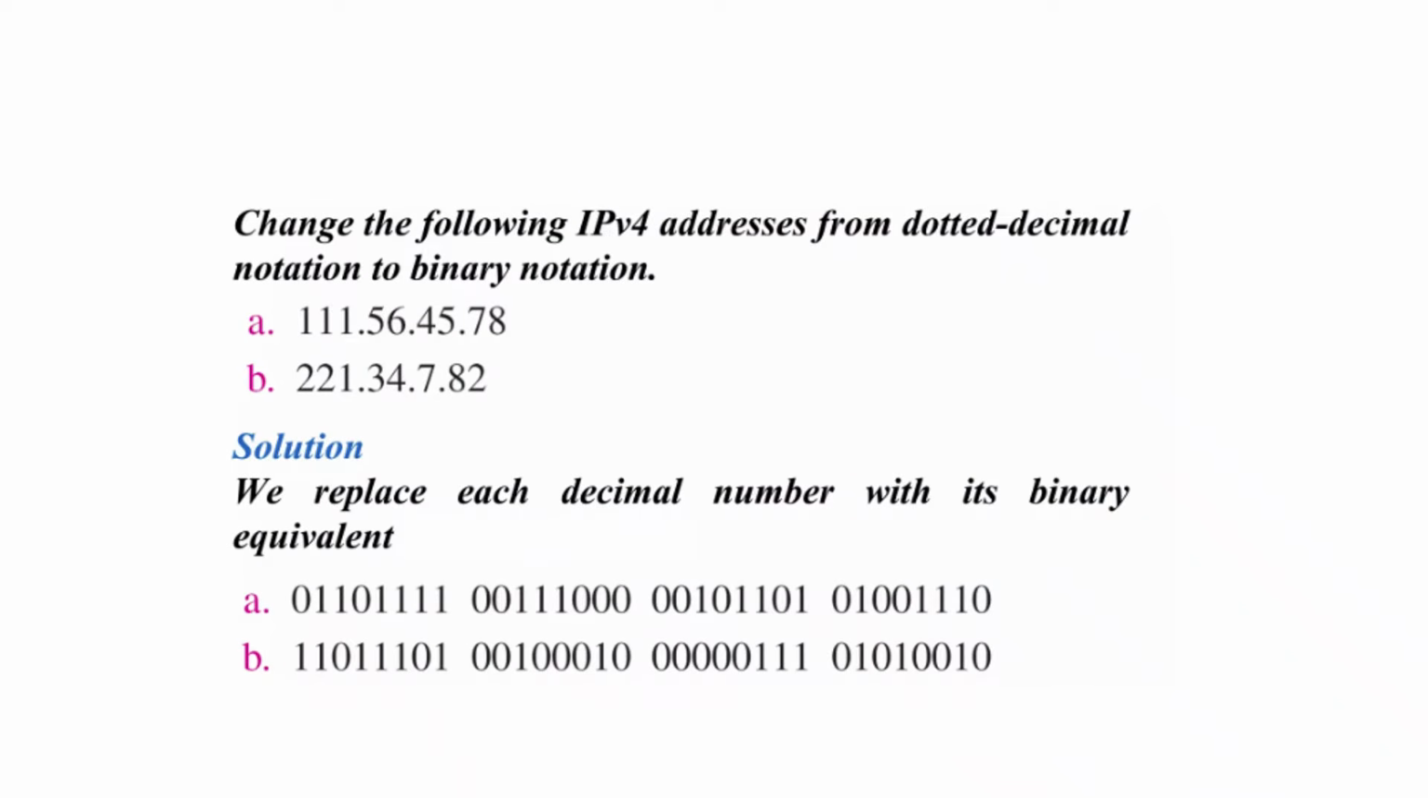And this is another problem. The given IPv4 addresses are in dotted decimal notation. You are requested to convert them into binary format. So the solution for this kind of problem is you have to replace each decimal number with its equivalent binary number. So for decimal to binary conversion, you have to follow that process and convert the given IP addresses into binary format.